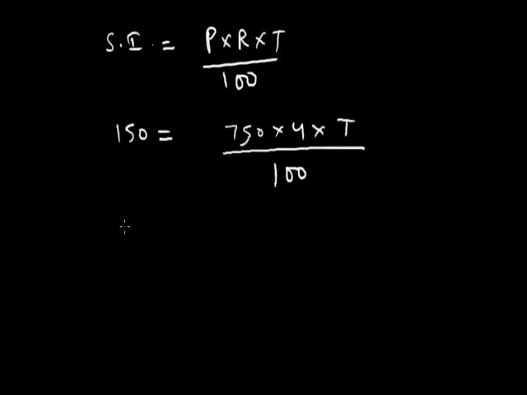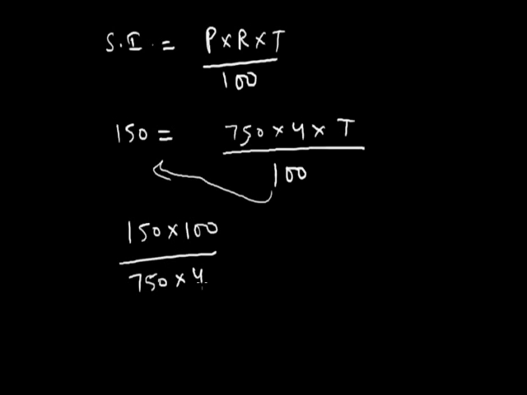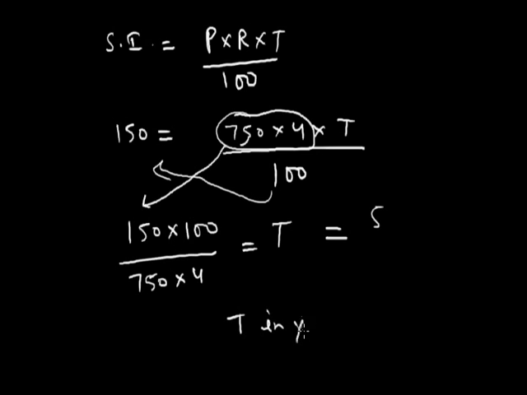Now using the cross multiplication method, I can say that 150 multiplied by 100, this 100 goes in multiplication on the left hand side, and this 750 multiplied by 4, which is in multiplication on the right hand side, goes in division on the left hand side, equals T. So T equals 150 multiplied by 100 divided by 750 multiplied by 4. On cancellation, we get T equals 5. That means T in years is equal to 5.